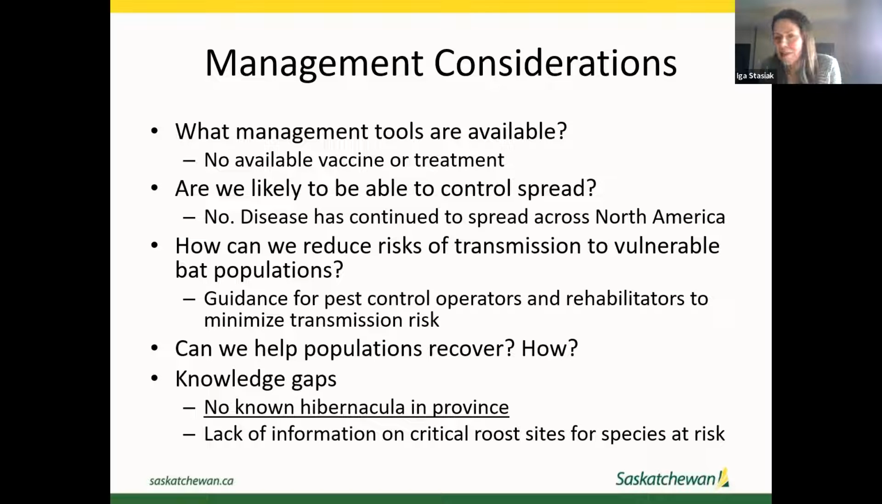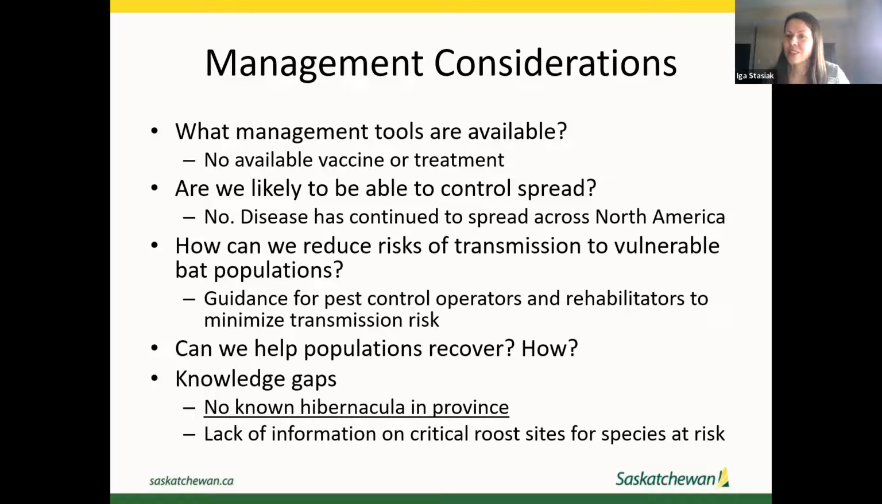Are we likely to be able to control spread? Very unlikely, considering the disease has continued to spread unabated since its first discovery. How can we reduce the risks of transmission to vulnerable populations? So there may be incremental things we can do, such as we can provide guidance for individuals that are working with bats, pest control operators or rehabilitators. We can ensure that they're not inadvertently spreading disease, but ultimately, is that going to have a positive impact on the populations as a whole? It's unlikely to have any significant impacts.